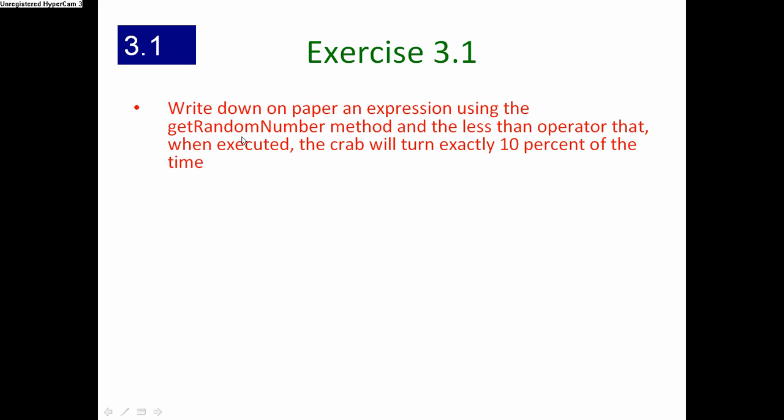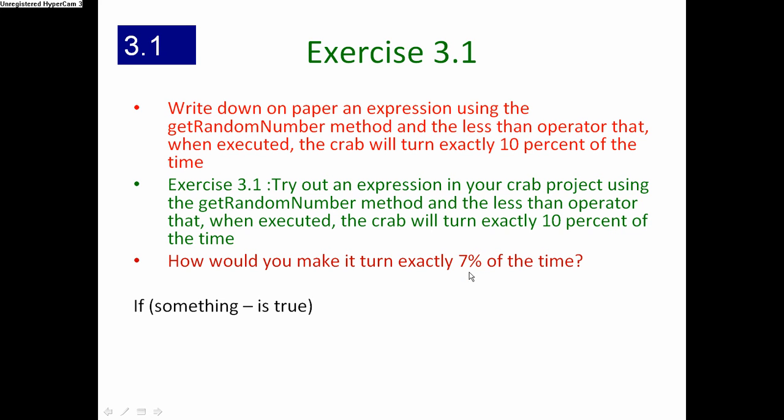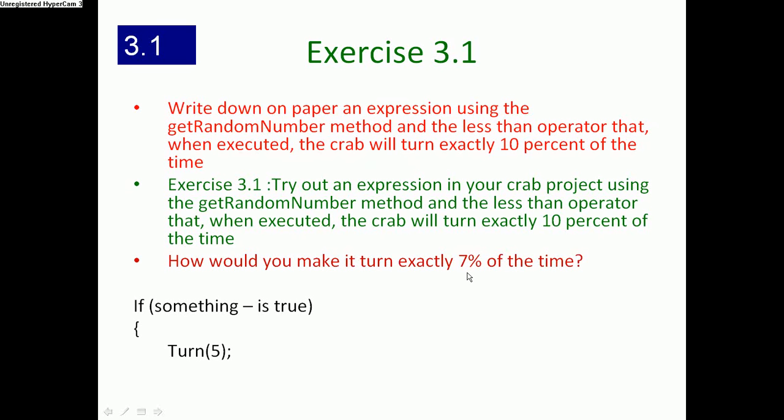Write down on paper an expression using the get random number method and the less than operator that, when executed, the crab will turn exactly 10% of the time like I showed you. Once you write it on paper, actually try it out on your crab. And then answer this one: if the first one we did 10%, how would we do it 7% of the time? So do this, answer that.